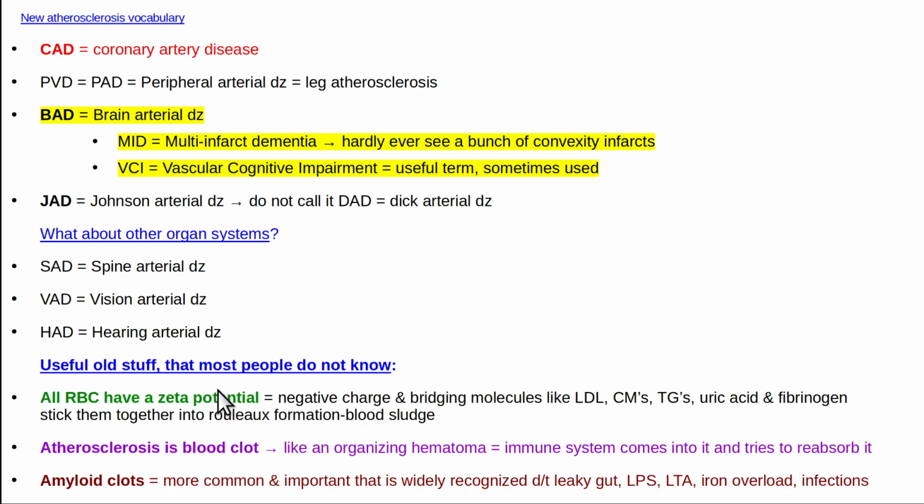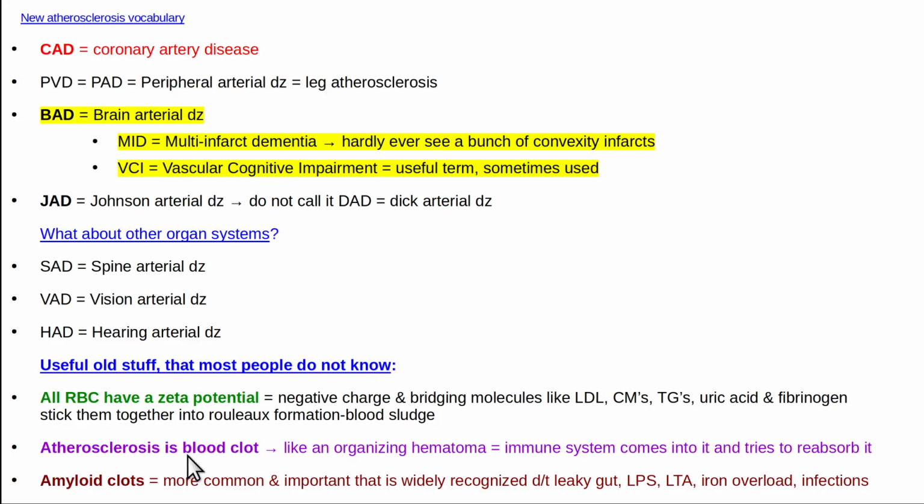Here's some useful old stuff that most people don't know about in the context of atherosclerosis. I've asked hundreds of doctors, what's a zeta potential? And they never know, even the so-called smartest ones. All red blood cells have a zeta potential, meaning a negative charge on their outer surface due to their glycocalyx. The heparan sulfates, the sialic acids, and the cholesterol sulfates are negatively charged. Bridging molecules are positively charged molecules big enough to stick them together, like LDL cholesterol, chylomicrons, triglyceride, uric acid, and fibrinogen. They stick red cells together into a rouleau formation, or blood sludge, you might call it.